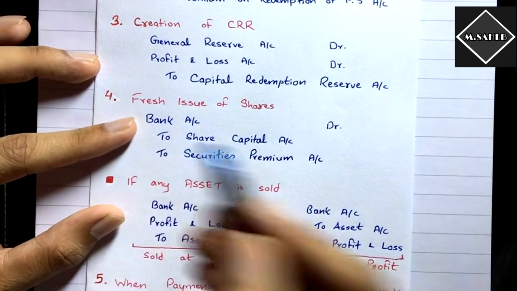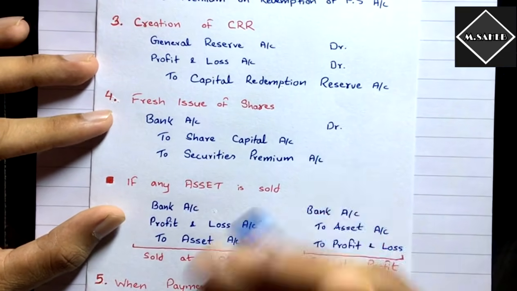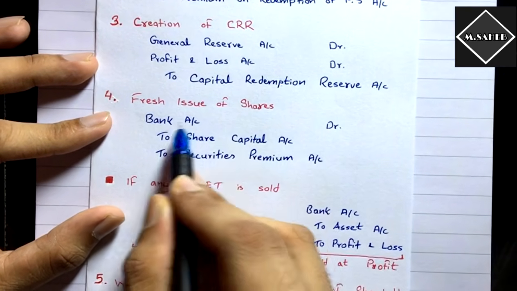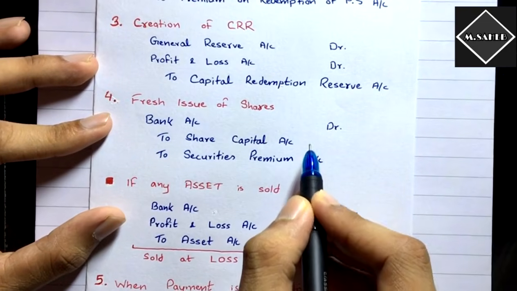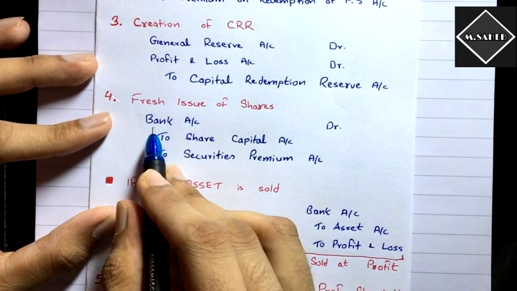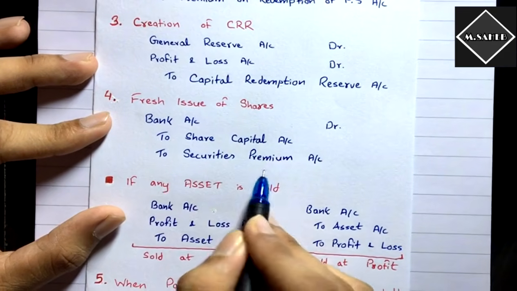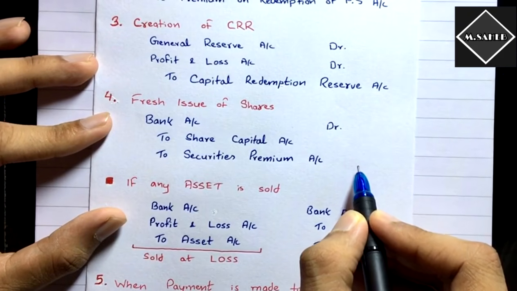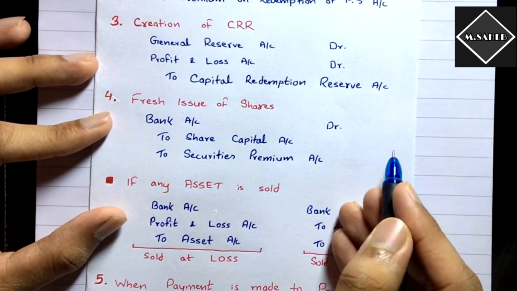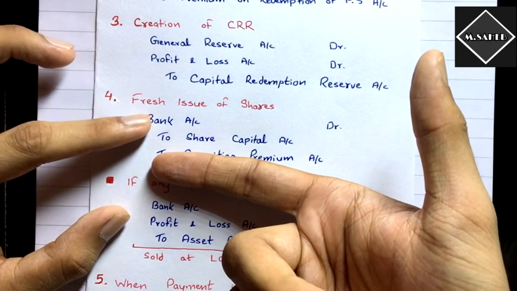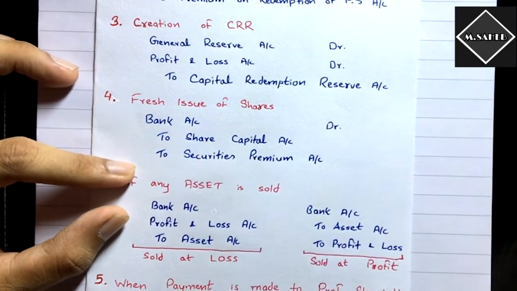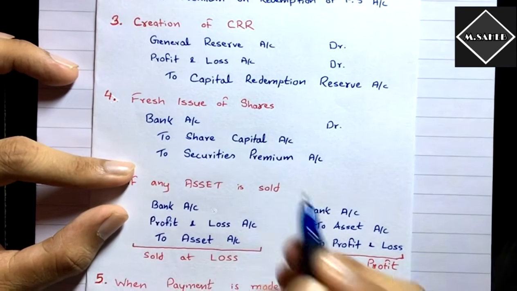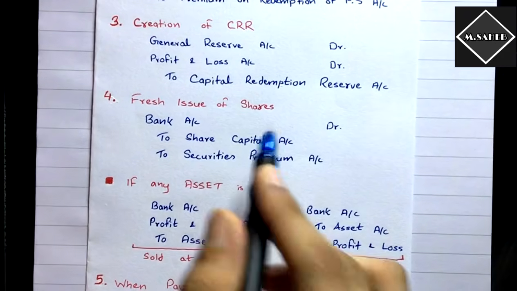You have seen this in 12th standard, right? Bank account debit, we're issuing share capital here. Bank account debit to share capital account. Here capital is increasing, money is coming in, we have issued the shares. If the issue is at a premium, then the entry will be bank account debit to share capital account to securities premium. Here the face value will come in, and here the extra money, the securities premium. The shares can be issued at par as well as at a premium. If it is issued at par, the entry would be bank account to share capital. If the issue is at a premium, it will be bank account to share capital to securities premium. So this is the fresh issue of shares.